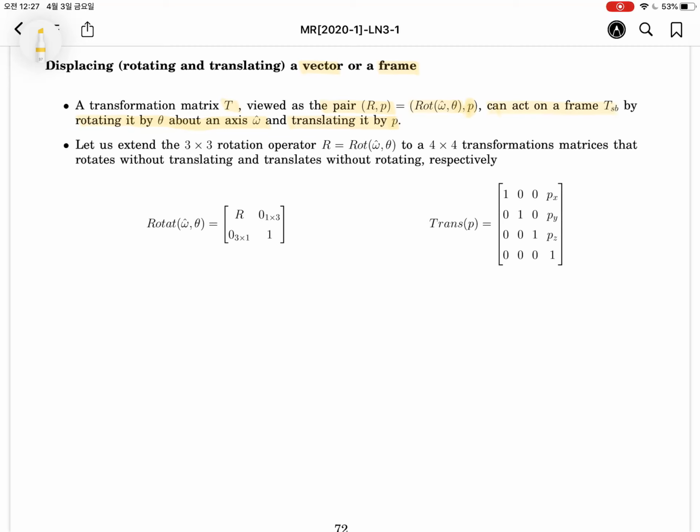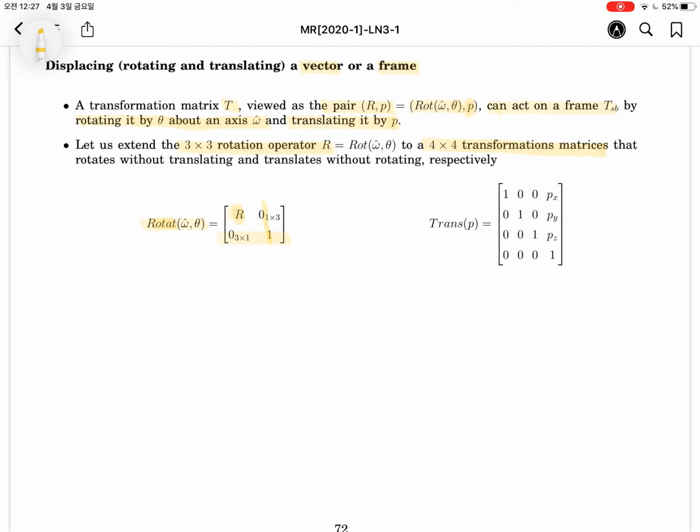Okay, let's extend the 3x3 rotation matrix into the 4x4 homogeneous matrix. So let's introduce the rotate operator. The rotation matrix R is here, and the last column and the last row can be occupied by 0, 0, 0, and 1, to make the 4x4 matrix. But it acts like a rotation matrix in 4x4 element SE3.